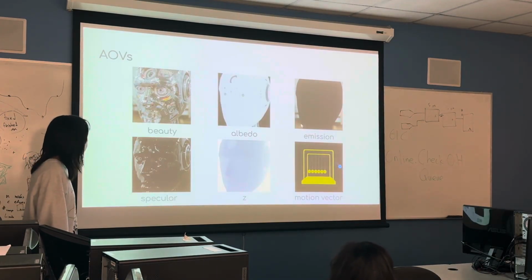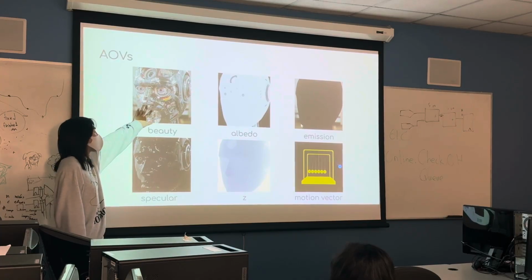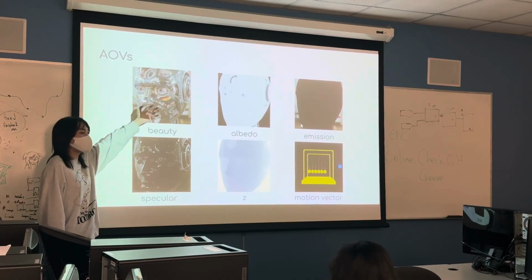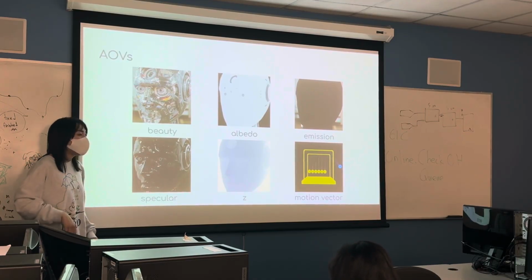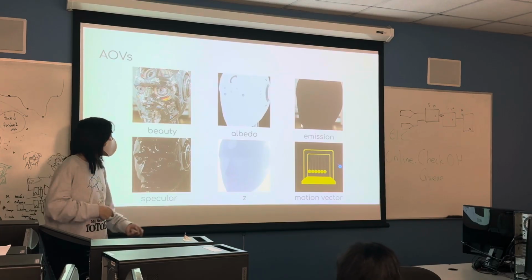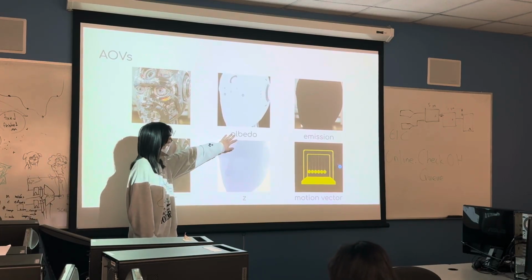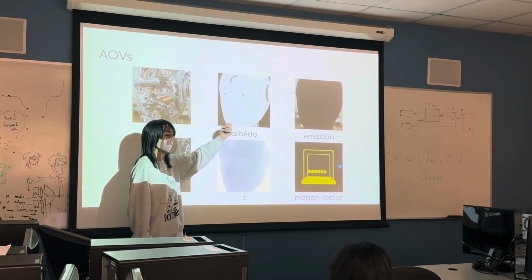Over here, this is your beauty AOV. This is the default AOV that is rendered with every single render. It is your final image. It is your beauty shot. It is the image of your render. However, if I wanted to isolate very specific data, I could also do that. I can define an albedo AOV, which is only the diffuse. I can turn the diffuse into its own image.